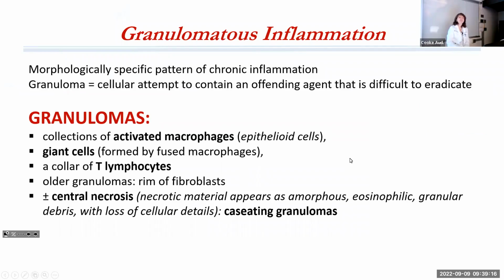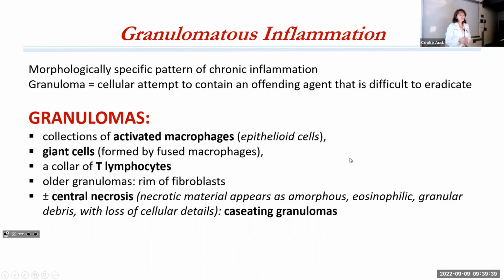All right, now let's move on to the last part of the lecture, granulomatous inflammation. This is a morphologically specific pattern of chronic inflammation. How do we define a granuloma? It's a cellular attempt to contain an offending agent that is difficult to eradicate. So the body cannot get rid of it, but will try to contain it.